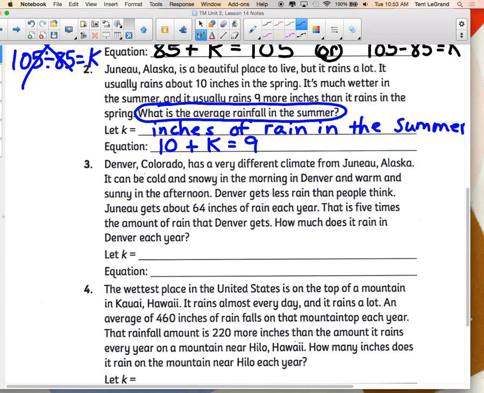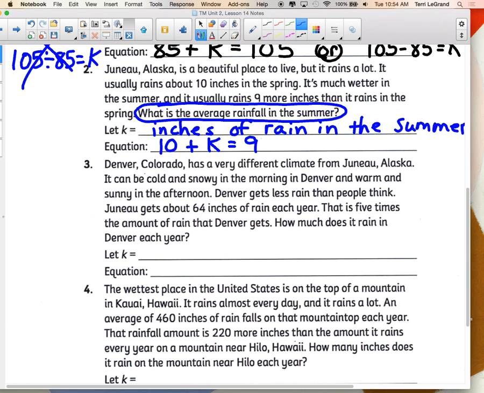Well, decide for me. More inches than it usually rains, more inches than it rains in the spring. So those are like extra inches, aren't they? 9 more inches than it rains in the spring. So that means, and then the inches of rain in the summer.